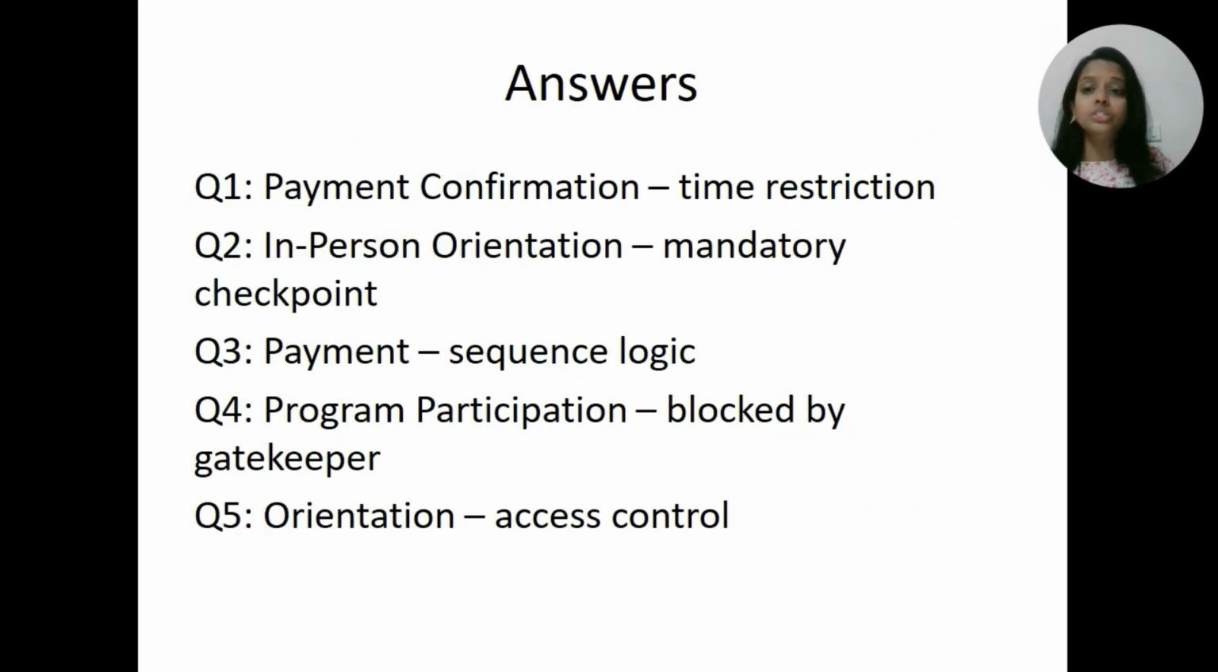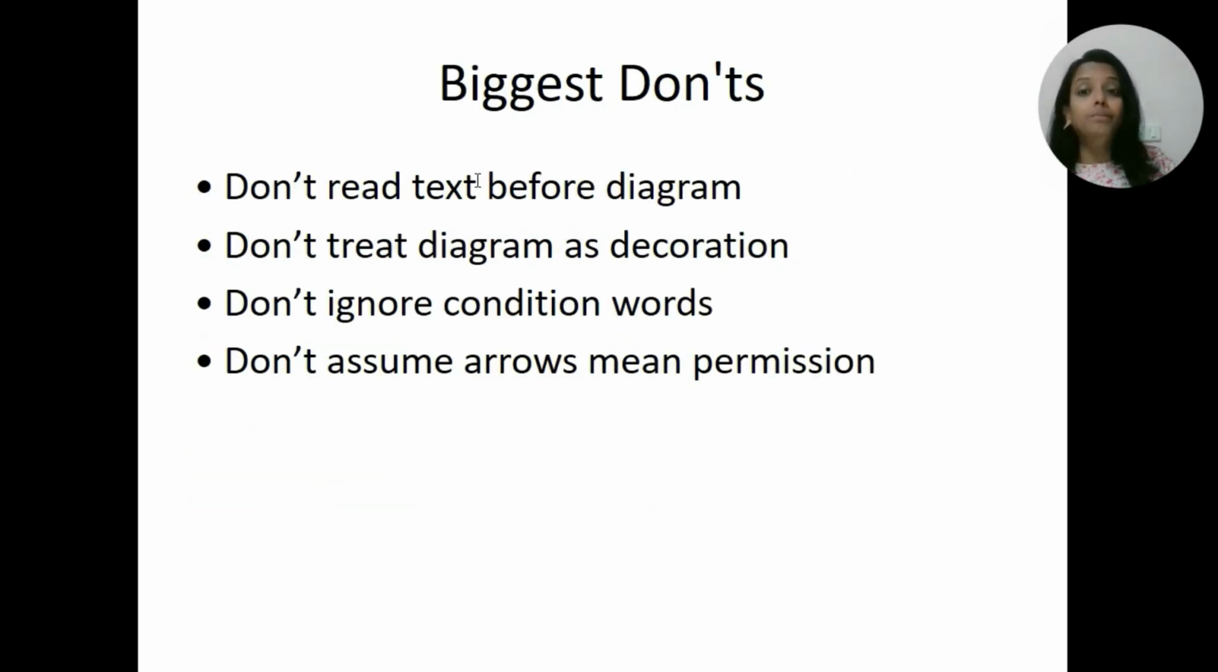Now, let me tell you some of the don'ts, okay, in CELPIP reading, especially for apply to a diagram. Don't read the text before the diagram. Don't do that, okay? And don't treat the diagram as a decoration. No, because that serves an important purpose. That gives you a clear picture of how it flows, or what the order or the structure is. And don't ignore condition words, especially words like only, must, required, before. Don't assume an arrow means permission.